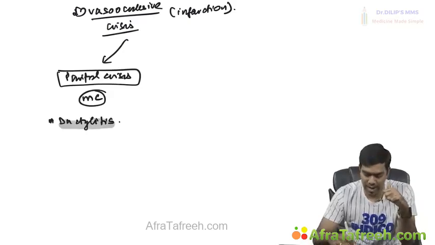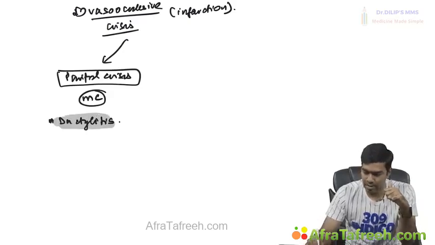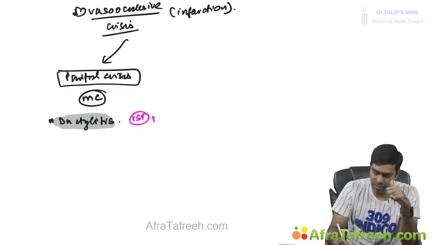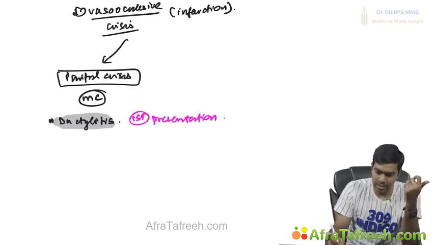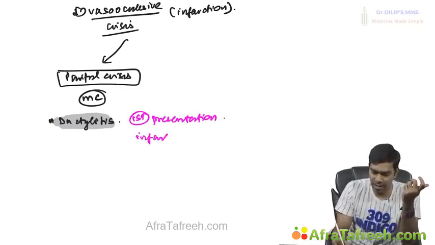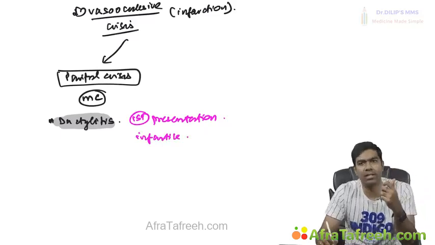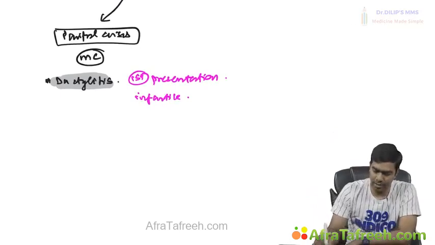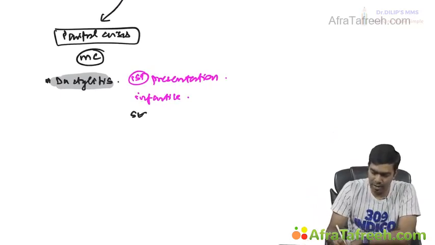So what happens in dactylitis? Usually dactylitis is one of the earliest and first presentations in sickle cell disease, and many times it happens in the infantile period itself. In the infantile period itself, you will start getting dactylitis, and usually it causes extremely severe pain.